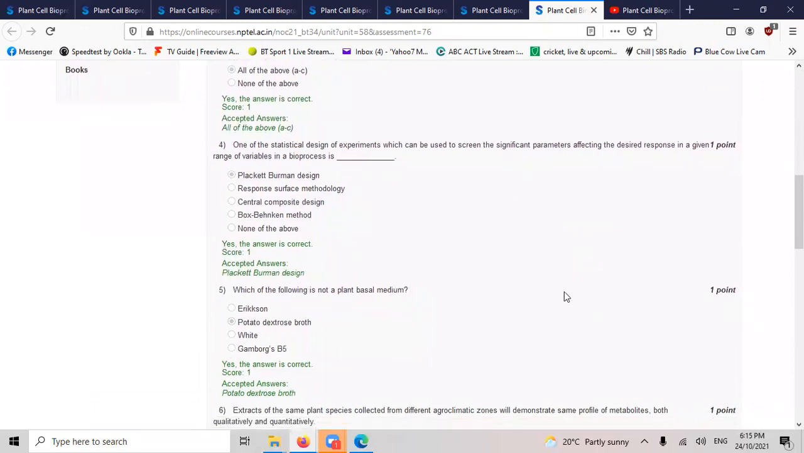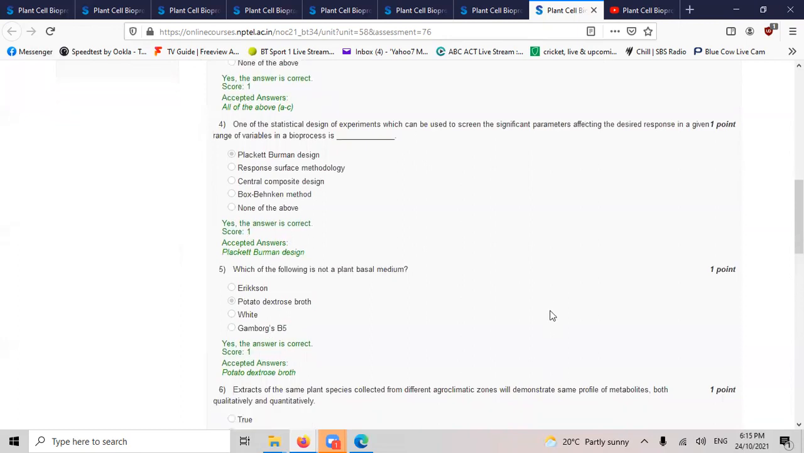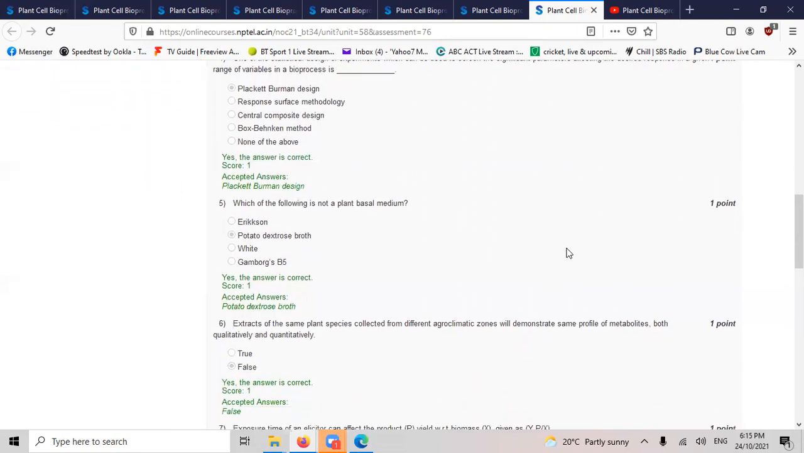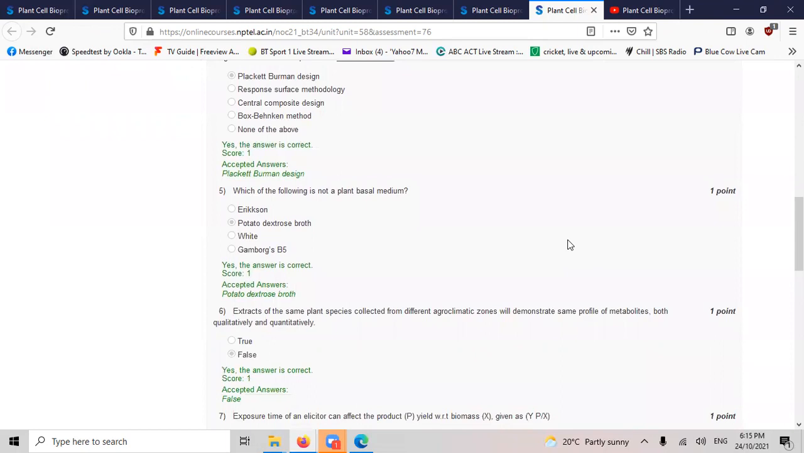Extracts of the same plant species collected from different agroclimates will demonstrate same profile of metabolites. Will they? No. False. Exposure time of a lithium can affect the product yield, the biomass. Exposure time of the lithium, can it affect? Definitely can.